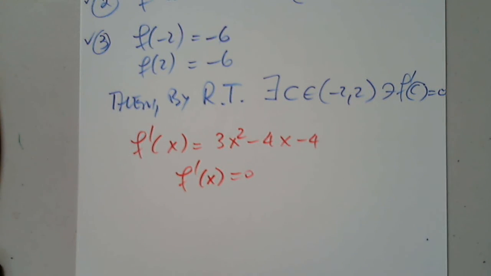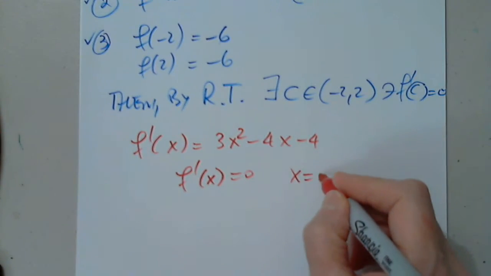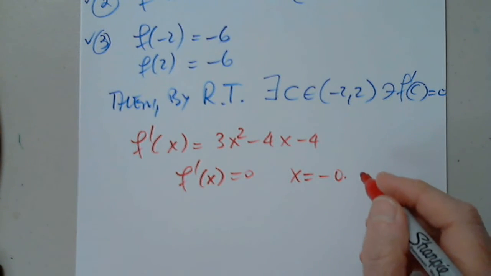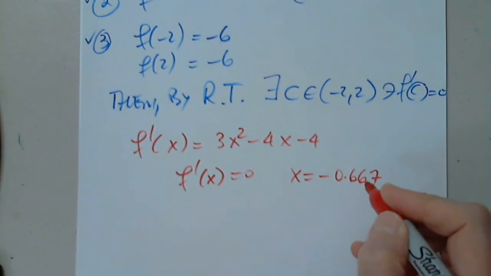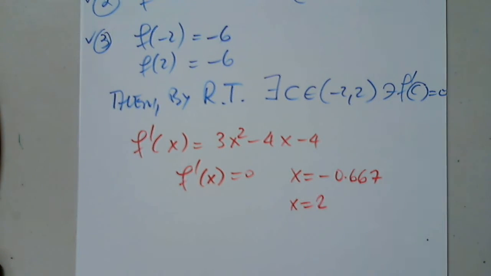I put it in the calculator again. In apps and 9, and the coefficients are 3, negative 4, negative 4. And just give me the answers. So I have x equals negative 0.667 and x equals 2.